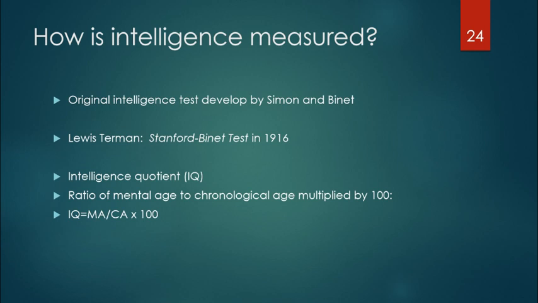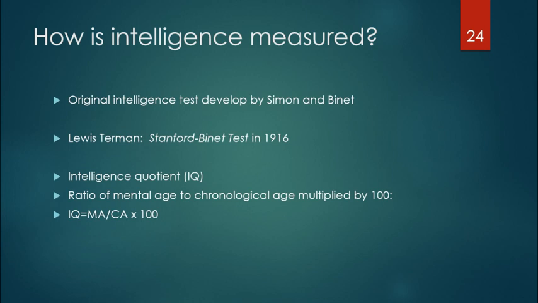So the IQ, the intelligence quotient, is a ratio of someone's mental age compared to their chronological age and then multiplied by 100, because we like nice, neat, round numbers like 100. So an IQ is your mental age divided by your chronological age times 100.